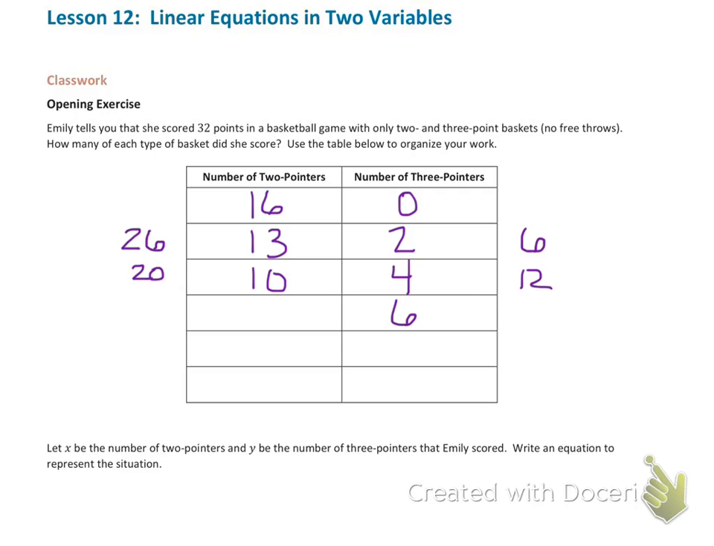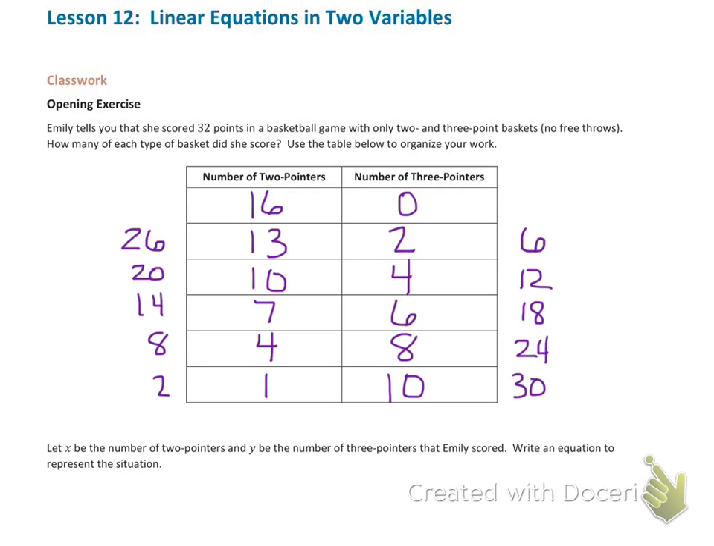6 3-pointers and 7 2-pointers, so it'd be 14 points over here and 18 points over here. It also adds up to 32. And 8 3-pointers and 4 2-pointers, pretty unlikely, but it could happen. 4 times 2 is 8, so that's 24 plus 8 is 32. And then we could have 10 3-pointers and 1 2-pointer. So that would be 2 and 30.